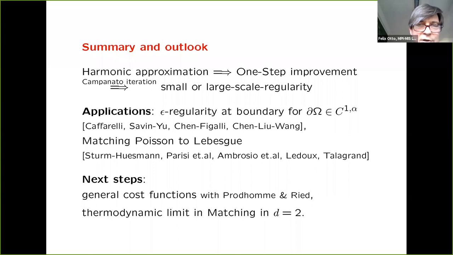So the main purpose was to make the point that, at least I find it interesting, that you can develop a regularity theory for optimal transportation and therefore for the Monge-Ampère equation that is very much in parallel to what's classically known for minimal surface theory, where the key step is the harmonic approximation, where there are many similarities.